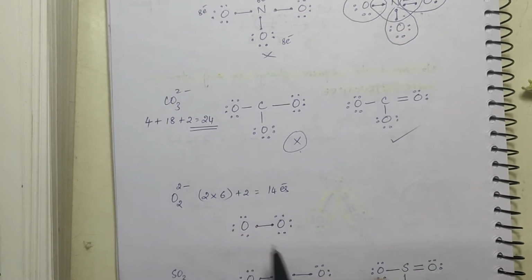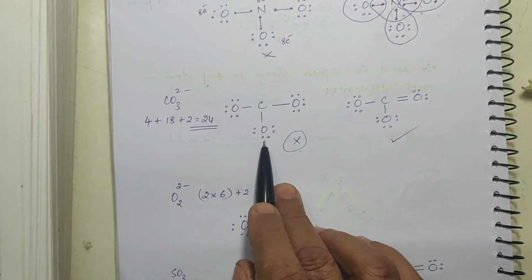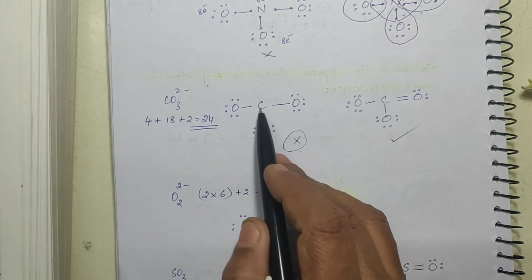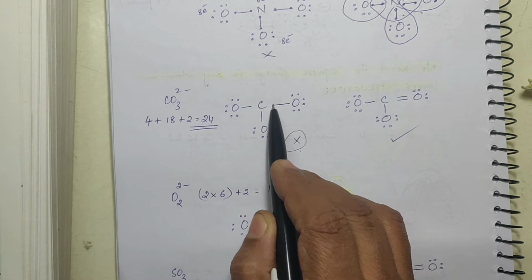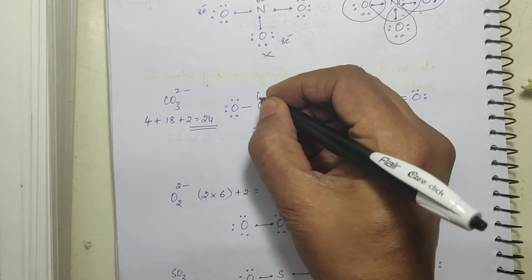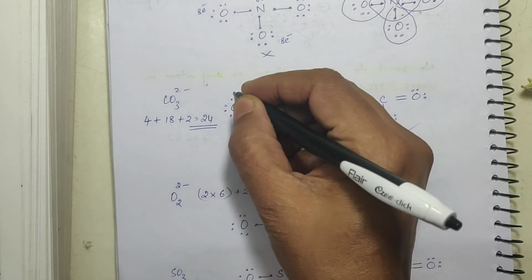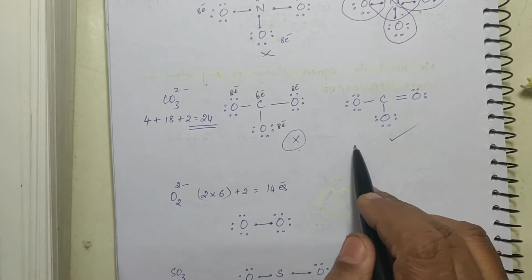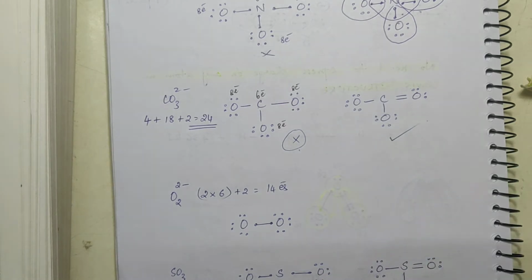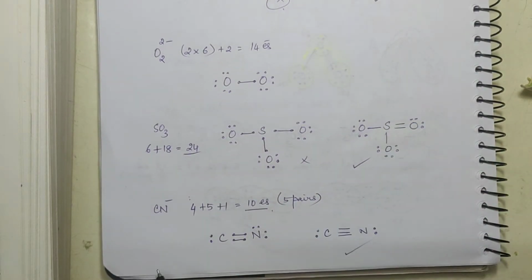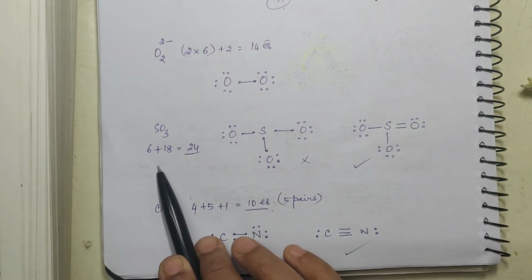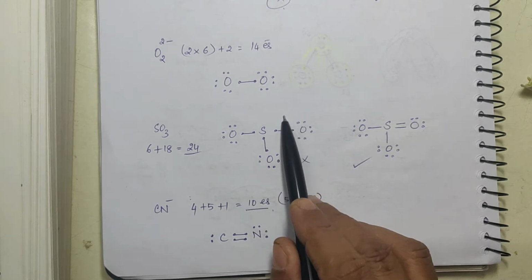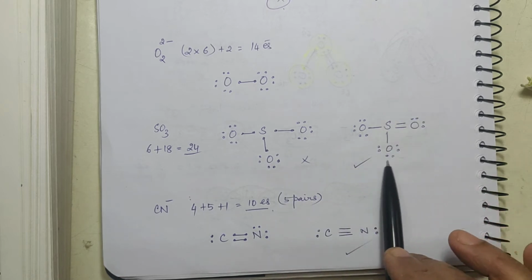Right? Same way for carbonate also. I tried like this, but it is not giving octet configuration. Here this is having 8, this is having 8, this is also having 8, but this is having only 6. 2, 4, 6. Is it not? So this is not correct. But then this is having 8 around each atom. So this is the right one. Same way for sulfur trioxide. Now if I put it this way, then I am not getting octet configuration, and I shift a pair of electrons towards sulfur, then I am able to get octet around each.